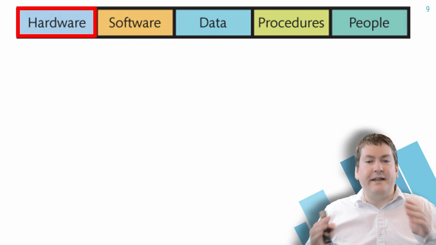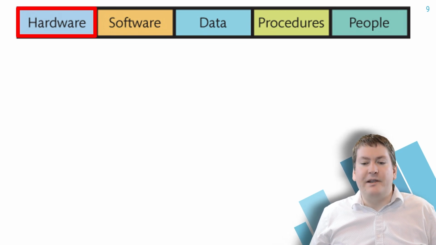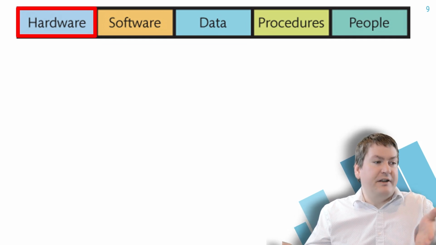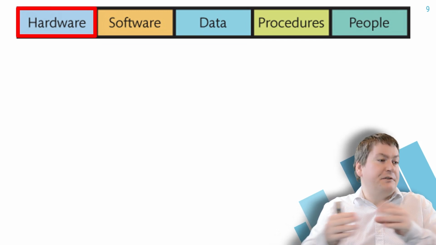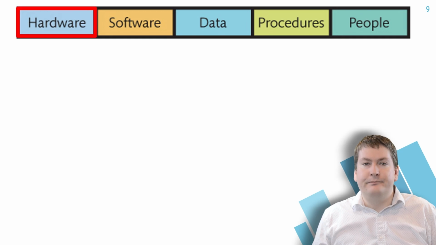So hardware is basically any physical thing that's part of your computing information system. That could be things that are right in front of you, like your laptop or your desktop, but it could also be hardware that's in the data center, or even the physical cables running between your computer and the data center. So moving on to software.